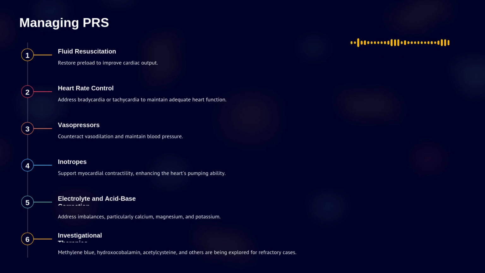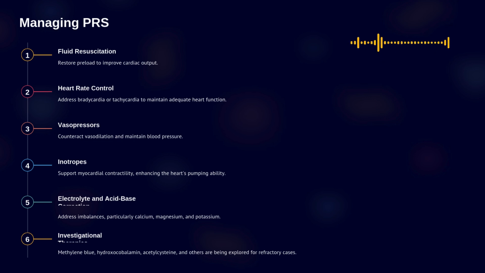Beyond these standard therapies, the Open Anesthesia article also mentions some investigative therapies that have shown promise in treating refractory cases of PRS. That's right. These therapies target specific aspects of the pathophysiology of PRS. Can you give us some examples of these investigative therapies? Some of these include methylene blue, which scavenges reactive oxygen species, hydroxycobalamin, which scavenges nitric oxide, and acetylcysteine, which acts as an antioxidant by restoring glutathione stores.